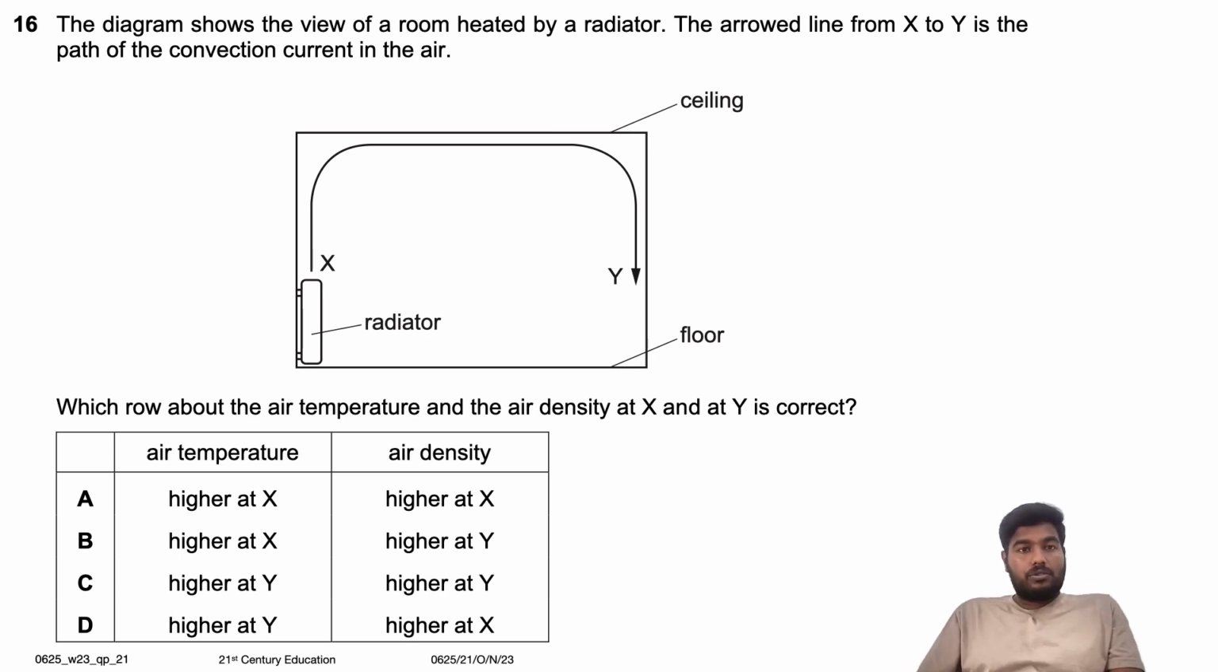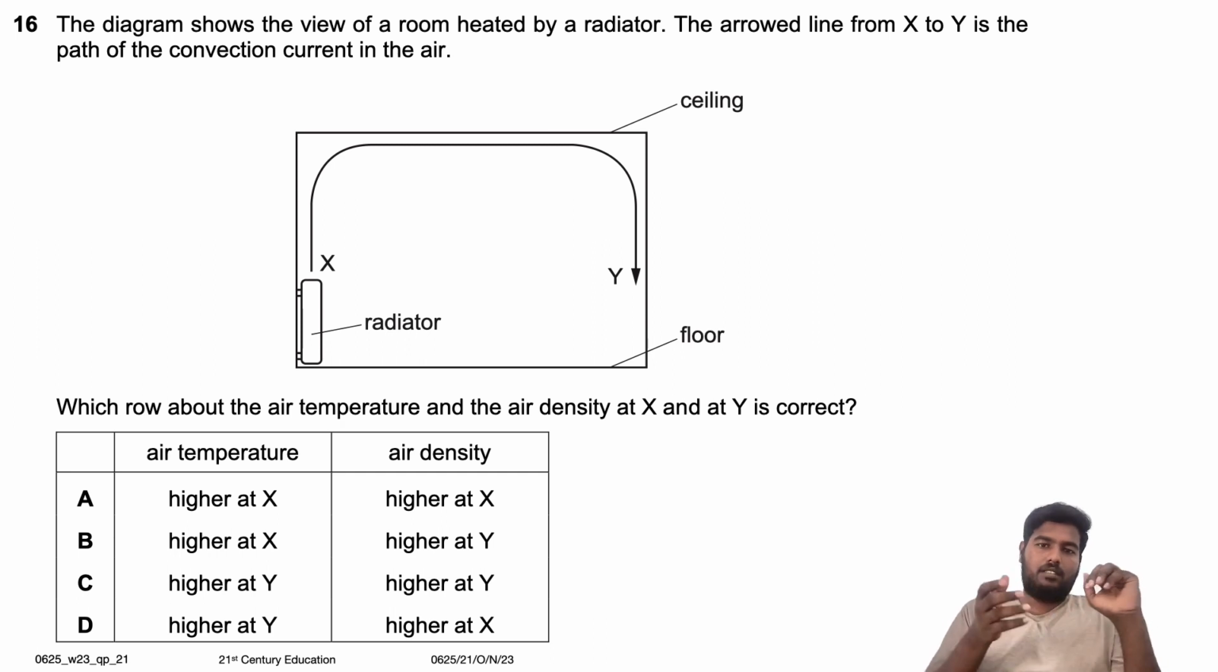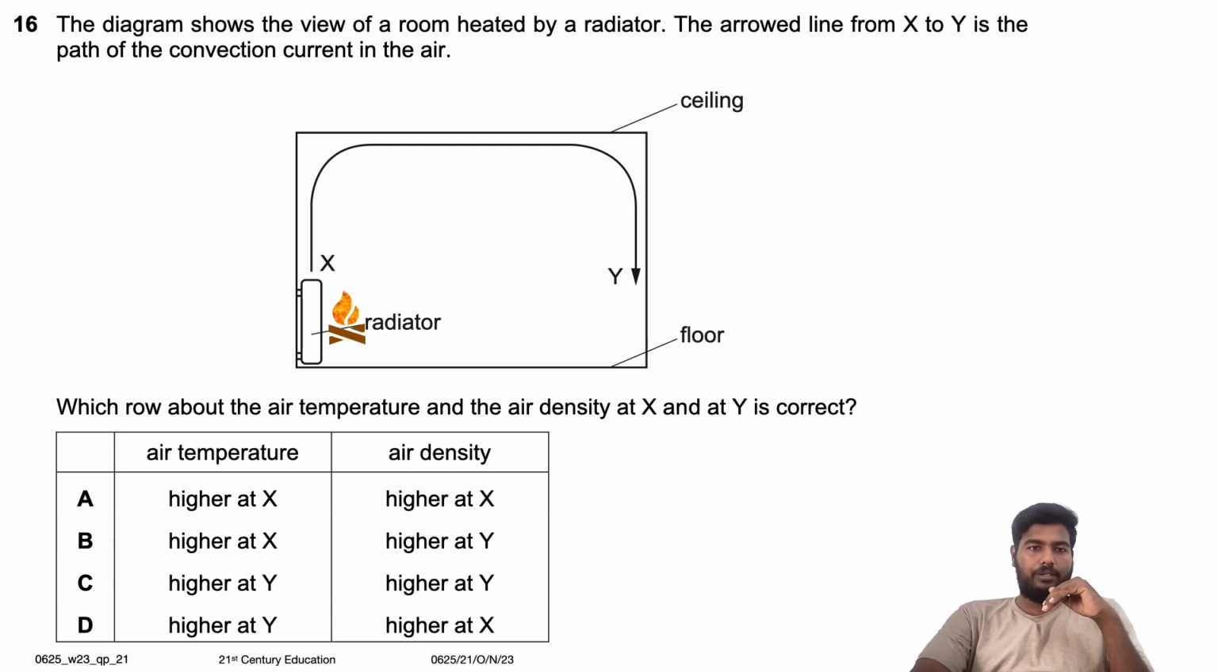The diagram shows the view of a room heated by a radiator. The arrow line from X to Y is the path of the convection current in the air. Okay. So the radiator heats the air. The heated air, or hot air, becomes less dense, so it will move up. To fill that place, the cold air from somewhere else will come. So this is how it will work. If you heat, it will go like this.